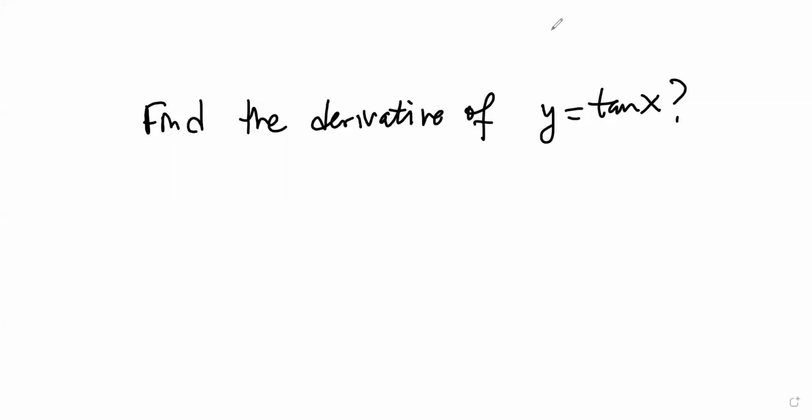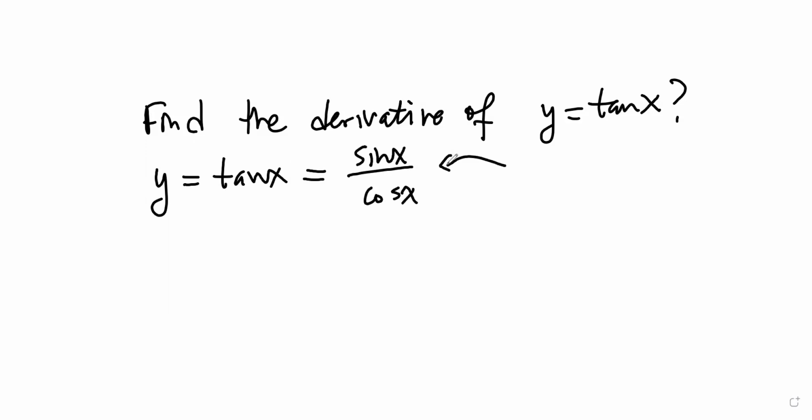Now, to compute the derivative of tangent x, first we'll write tangent x as a quotient, because tangent x is actually a quotient, so you can write it as sine x over cosine x. And since this is a quotient, we'll just use the quotient rule here. So we'll just apply the quotient rule.